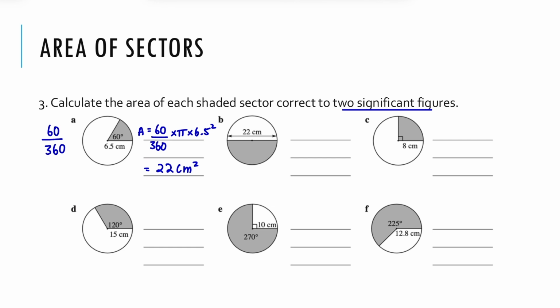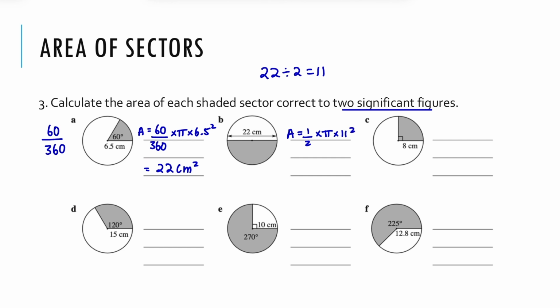Now with B, notice that I have the diameter. For area, I must have the radius. So I need to halve 22. So here by halving 22, my radius is going to be 11. Notice here that the shaded part is a semicircle, which is a half. So I'm going to have 1/2 times pi times 11 squared.